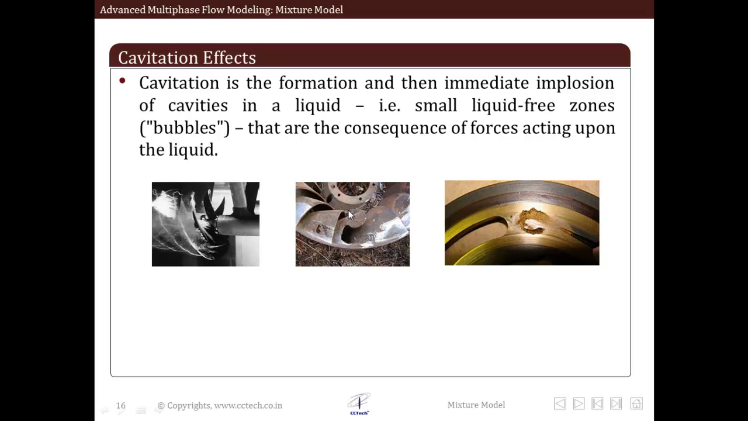The second figure shows damage to the blades due to the formation of cavities or the cavitation effect. The third figure is also an example of damage to the device due to the formation of cavities. So cavitation is mainly an adverse effect which damages the blades and turbines.